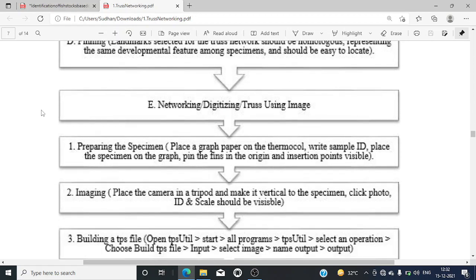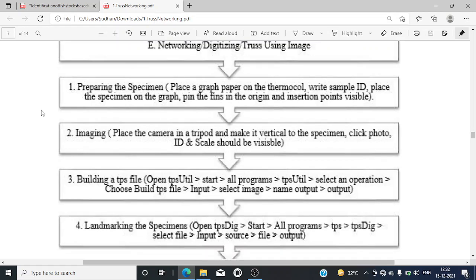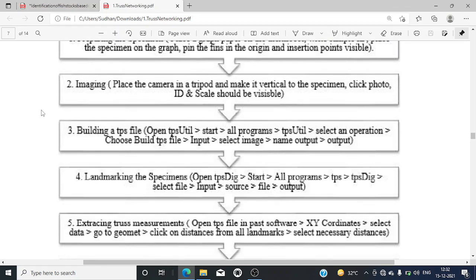Then you need to go for these truss software. First you need to download TPS util, TPS dig, and PAST, which are all free of cost, free software available on the cloud. TPS util is used to build the TPS file, so that you can convert the photograph into digital form and take out the landmarks from it. Then TPS dig is used to fix the landmarks on the converted file obtained from TPS util.